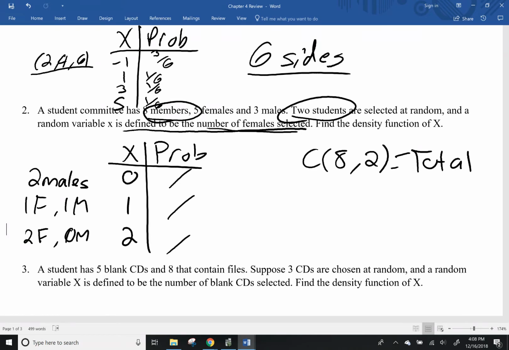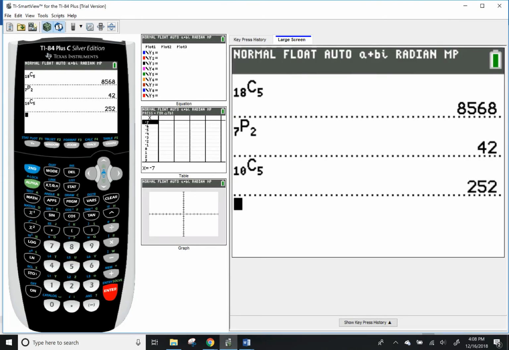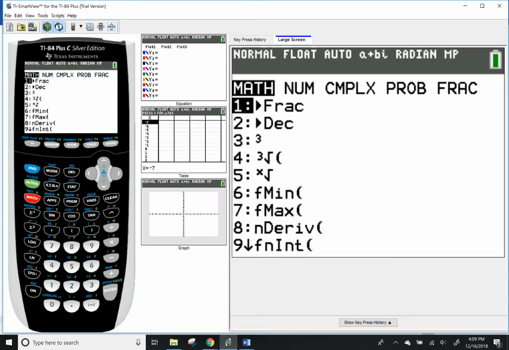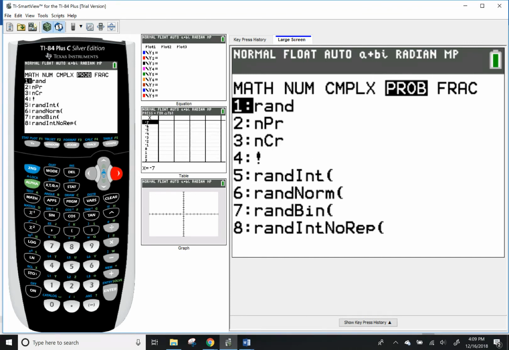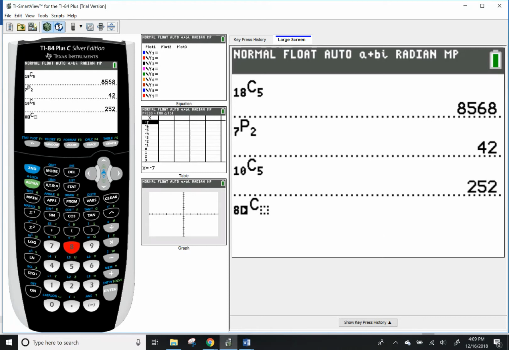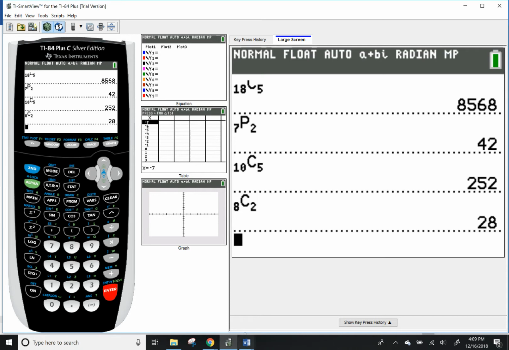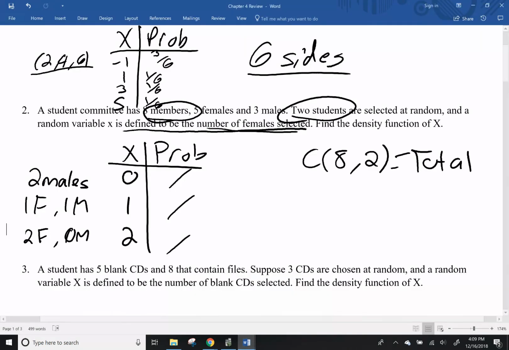I don't know what that number is. I guess we can use the calculator. I do have one, but we could try it out. So math, go over to the probability, and then use combination of 8, choosing 2, and that equals 28. So all of these denominators will be out of 28. So now I need to fill out the numerators. So the numerators are the more specific events.